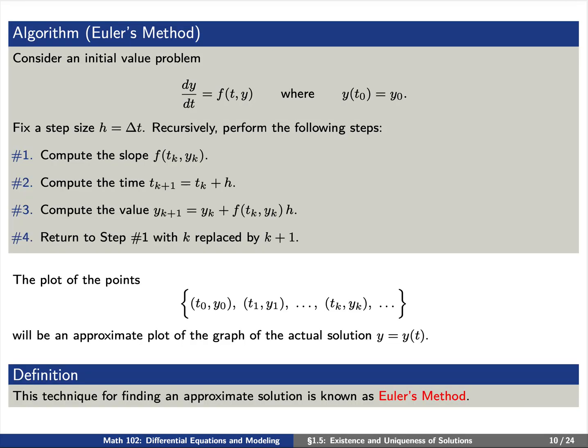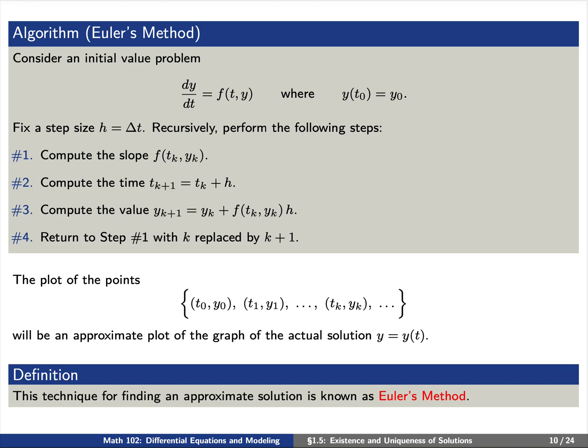So here's the idea. First, fix a step size h, which we'll also denote as delta t. The idea is that this step size should be a very small number, perhaps h equals 0.1. Recursively now, we'll perform the following steps. Number 1, compute the slope f evaluated at (t_k, y_k).